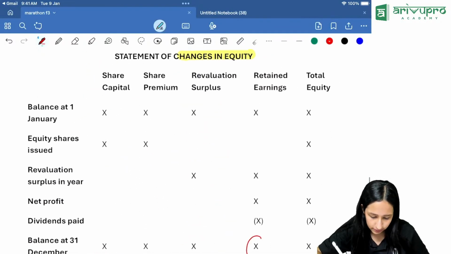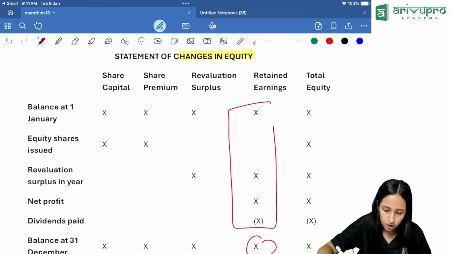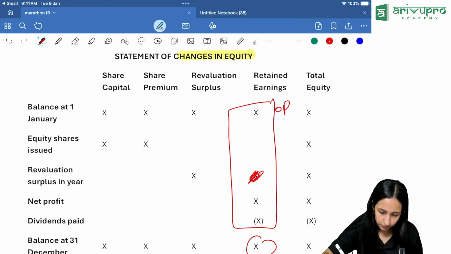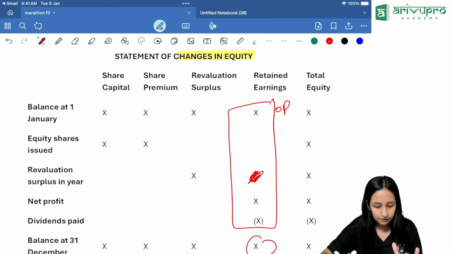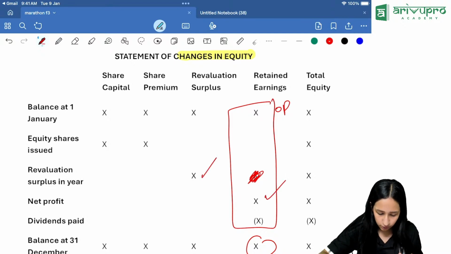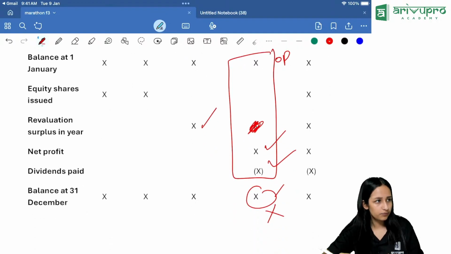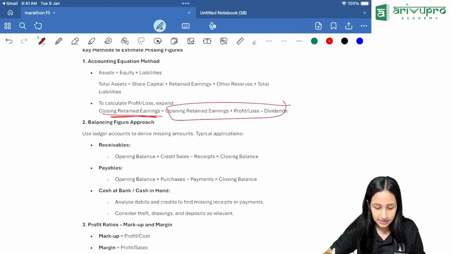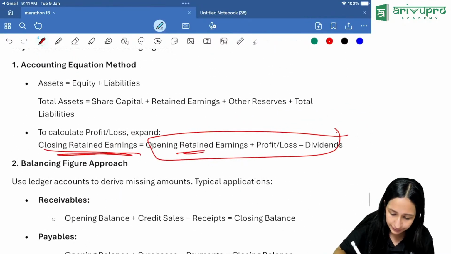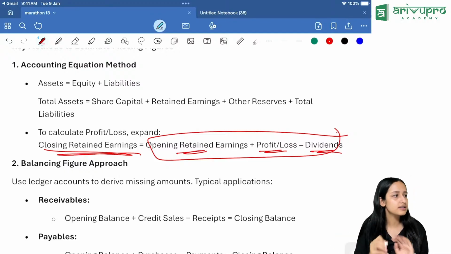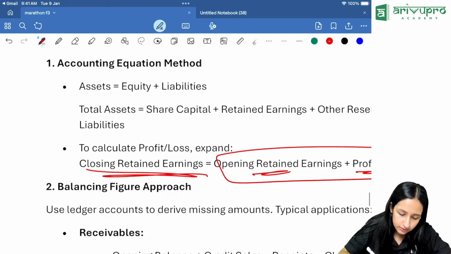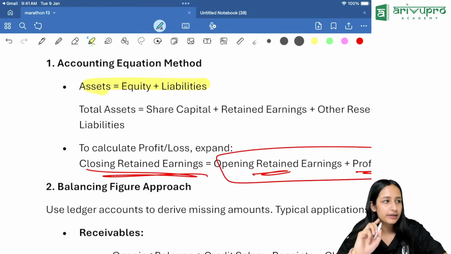You see, closing retained earnings is not given. How can you figure out what the closing retained earnings is? Do this opening, and then retained earnings will only come in revaluation surplus. Net profit you will take, you will reduce the dividends and you'll get closing. The same formula is mentioned here: opening retained earnings plus profit minus dividends. That's it. So to do anything, you have these little formulas. For example, we even learned that assets equals equity plus liability, correct?